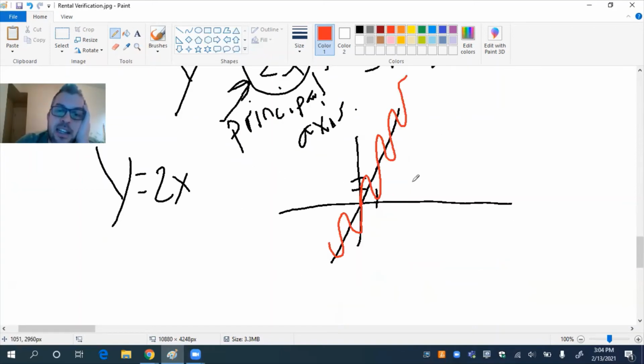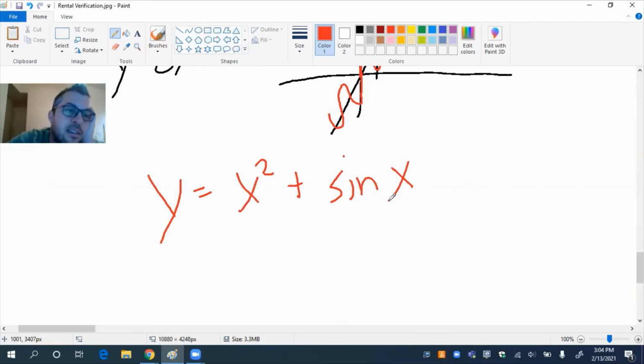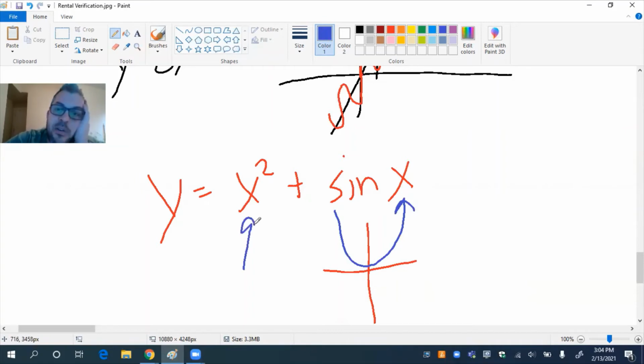All right, we could do that with anything, right? We could do something like, y equals x squared plus sine of x. Well, that's a quadratic. So our graph is going to look something like this. And then we're oscillating. That is our principal axis. So we're going to oscillate back and forth over that principal axis. So it should be something like this.